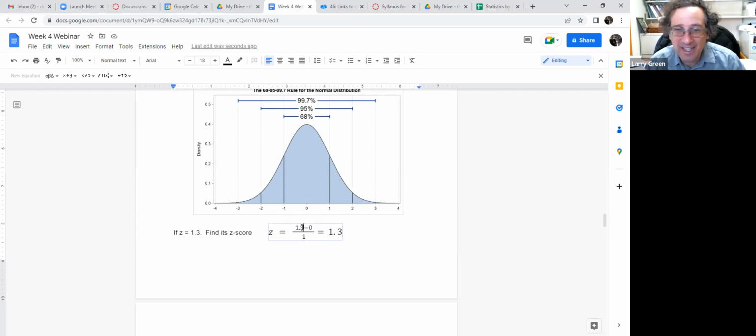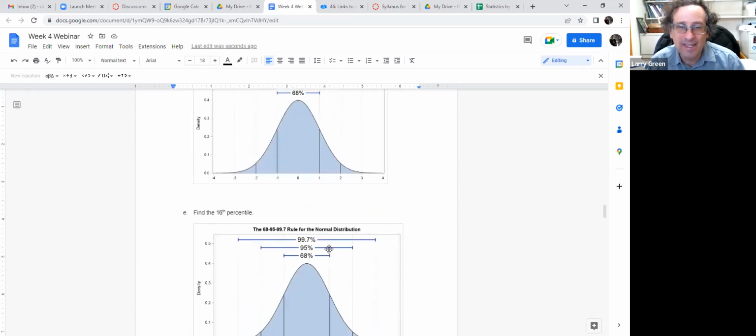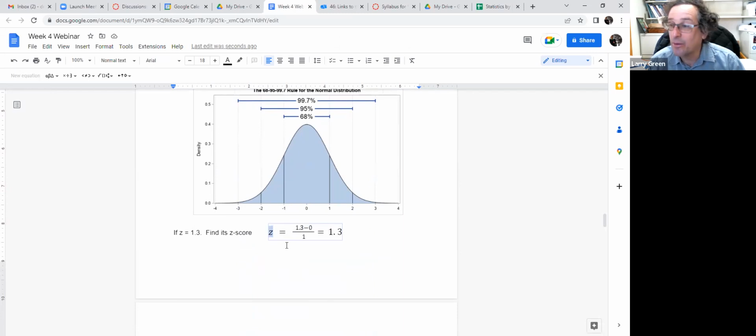And by the way, if I gave you a different number instead of 1.3, like negative 0.7, you get negative 0.7. And that's the reason why throughout all of these things, I use the letter Z for the variable. Because when you have a standard normal distribution, the value of the variable is its own Z-score. Because if you subtract 0 and divide by 1, you don't change the number. So that's a nice property for a standard normal distribution. Any questions on that?